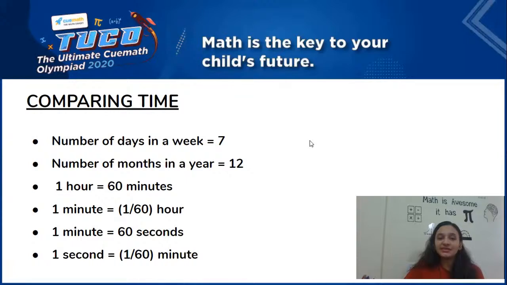So we'll start with the number of days in a week. There are 7 days in a week. Then if you talk about a year, how many months do we have in a year? We have 12 months. Now these are some standard times that we have: 1 hour will always have 60 minutes. 1 minute is always 1/60th of an hour. 1 minute has 60 seconds and a second is 1/60th of a minute. So these are some standard conversions.